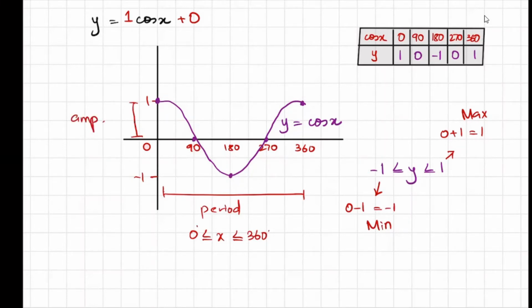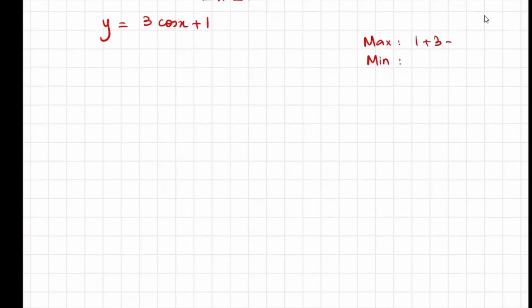Okay, let's move on to a different graph of cos x. Let's do y equals to 3 cos x plus 1. Let's write down the basic information. So we have the maximum and the minimum, there's no axis here. Maximum value will be 1 plus 3, which is 4. Minimum value will be 1 minus 3, which is -2. Okay, and the axis would be in between.